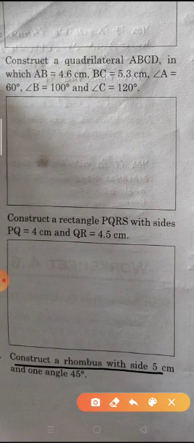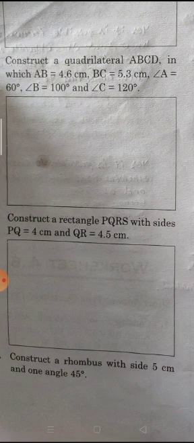Construct a rhombus with side 5 cm and one angle 45 degrees. So question number 5: first we draw a rough diagram, and we draw line DC equal to 5 cm and construct a 45-degree angle at D. We take a 5 cm measurement in the compass with the help of the scale, and from D we draw an arc and mark A, so that AD is 5 cm.